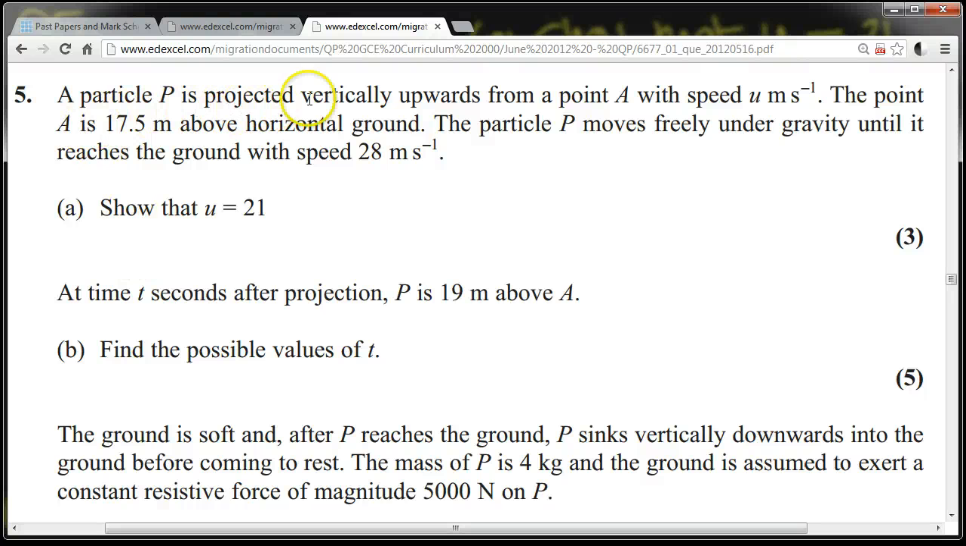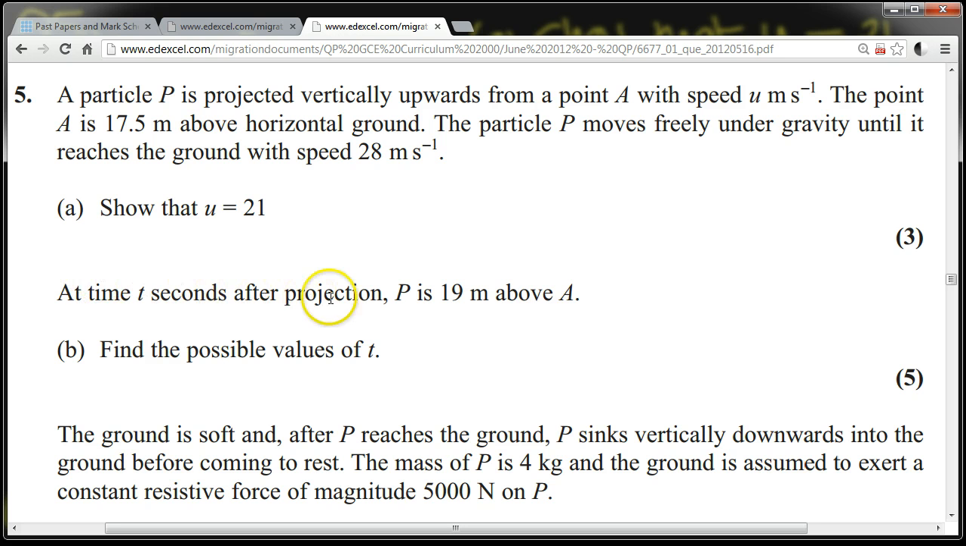A particle p is projected vertically upwards from a point A with speed u meters per second. The point A is 17.5 meters above horizontal ground. The particle p moves freely under gravity until it reaches the ground with speed 28 meters per second. Show that u is 21.